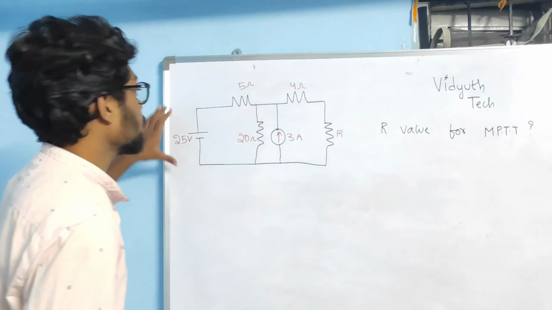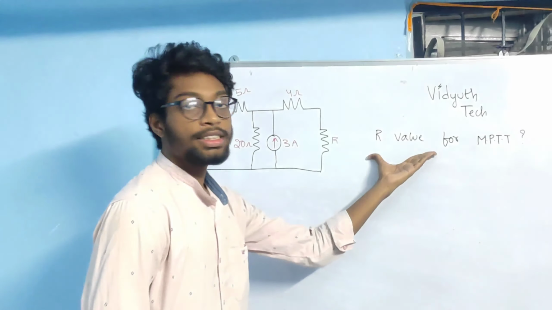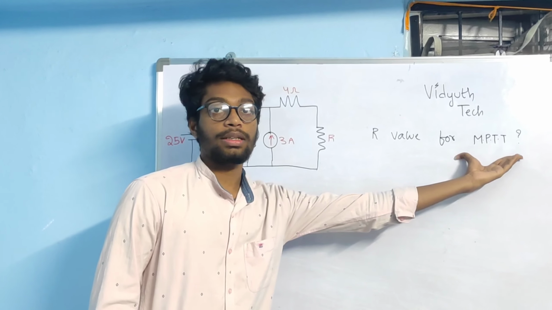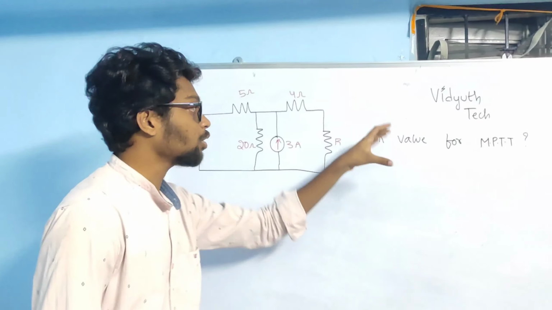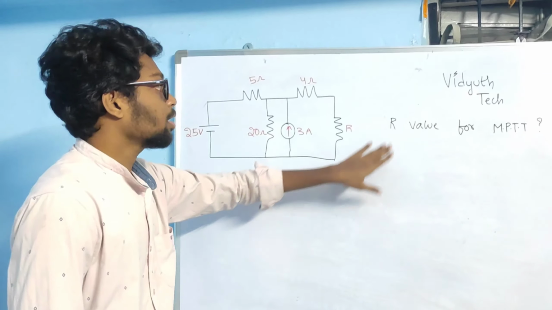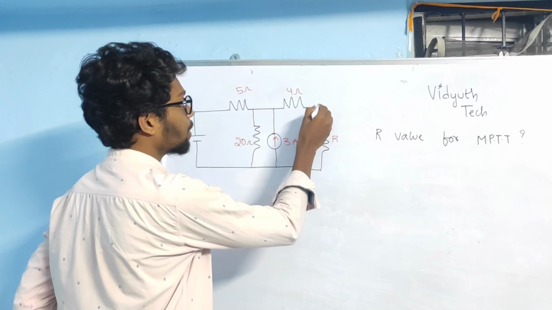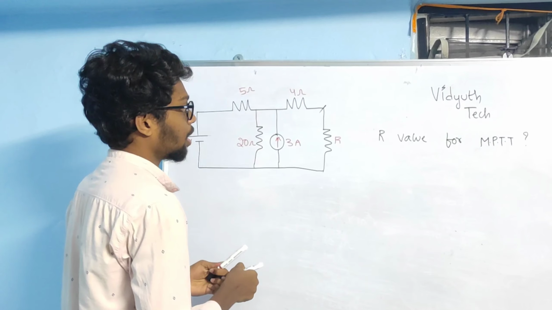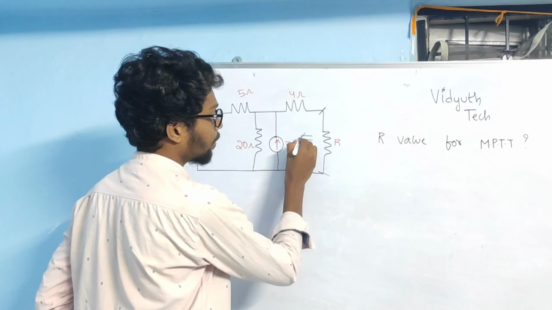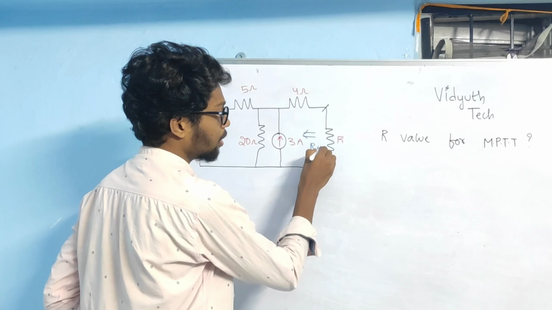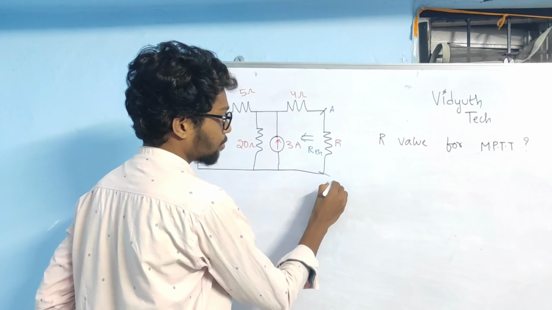Friends, coming to this question, here we have to find the resistance value for the maximum power transfer theorem. Under the maximum power transfer theorem, we have to find the RL, whereas RL is R over here. Okay, so I am making an open circuit over here across R. I am finding the Thevenin's resistance across these two terminals.